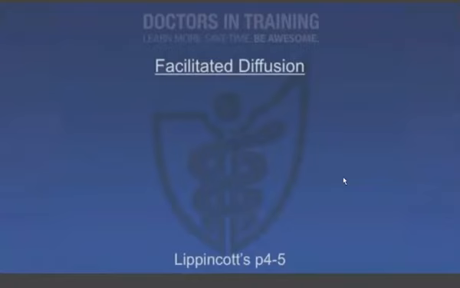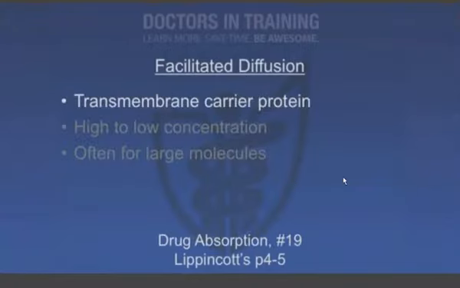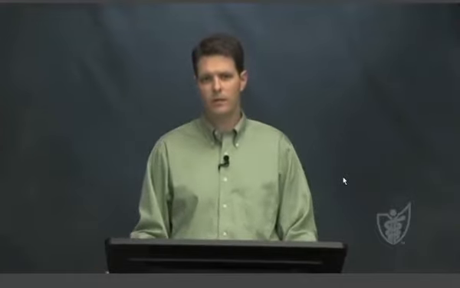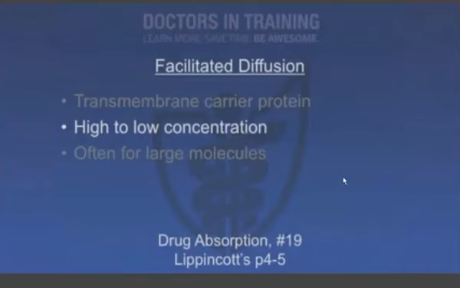And then sometimes we have facilitated diffusion, which is where we have some type of transmembrane protein that's a carrier. It carries a drug from outside the cell into the cell, from outside the capillary cell and through the capillary and into the circulation. But still, even with these transmembrane carrier proteins, it's diffusion. It's going from high concentration to low concentration. It's passing down its concentration gradient. This is mostly used for large molecules that are just too big to pass through the cell membranes themselves.